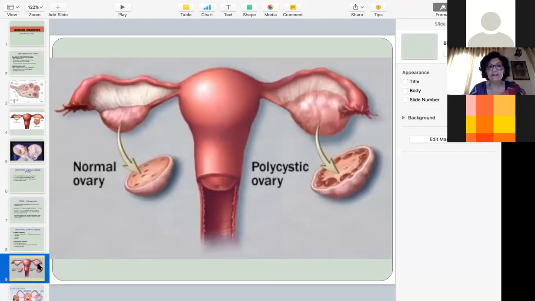And this is how it will look like. This is a normal ovary with a few small cystic areas. This ovary has multiple follicular cysts and is enlarged in size. So polycystic ovarian disease is characterized by the clinical features as well as multicystic ovary on ultrasound. But this multicystic ovary is non-neoplastic.